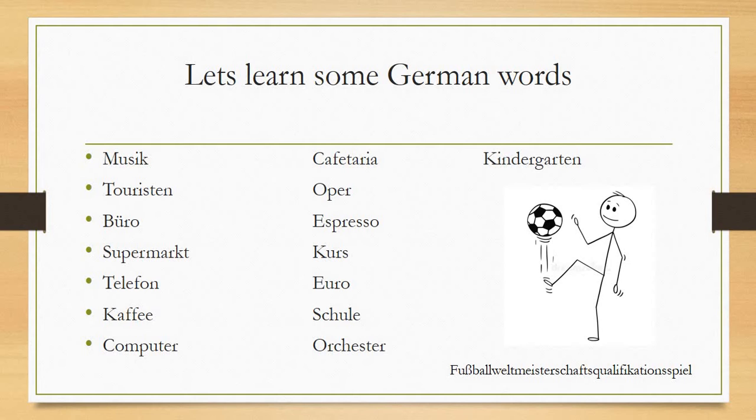Musik, Touristen, Büro, Supermarkt, Telefon, Café, Computer, Cafeteria, Au pair, Espresso, Kuh, Kur, Schule, Orchester, Kindergarten. Did you just realize that you already know 15 German words? And it's just the first 5 minutes.